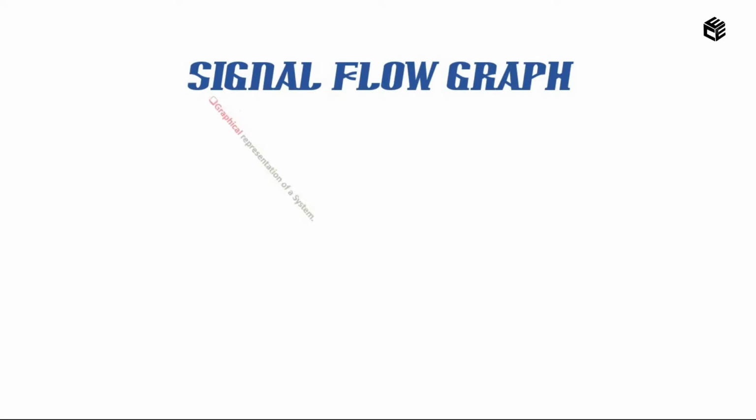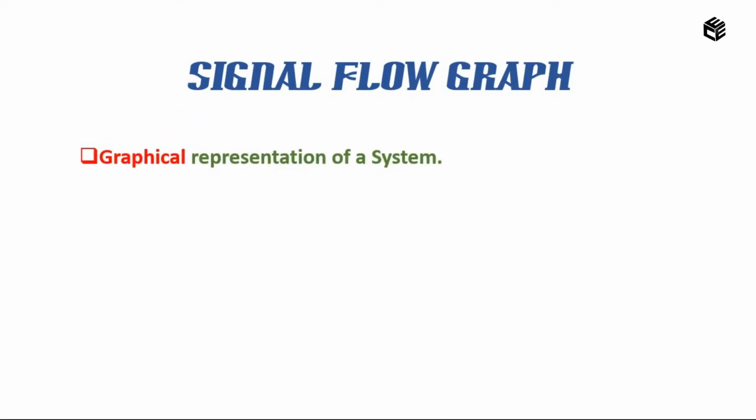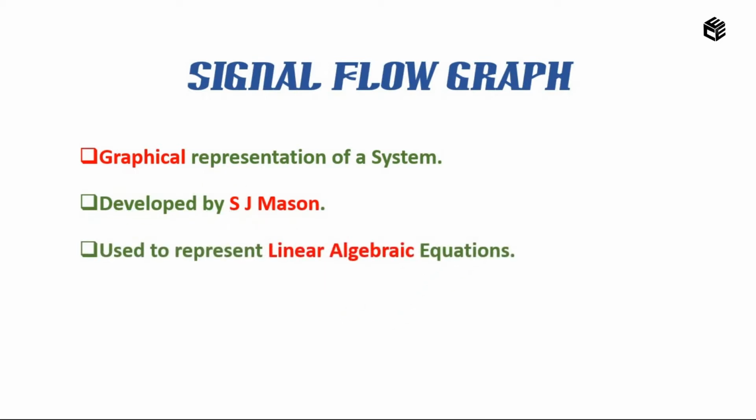So signal flow graph is a graphical representation of a system. In the previous session we have seen about block diagram, where block diagram is called as the pictorial representation of the system and signal flow graph is called as the graphical representation of the system. So this signal flow graph was developed by S.J. Mason. We are using this system to represent a system with linear algebraic equations.